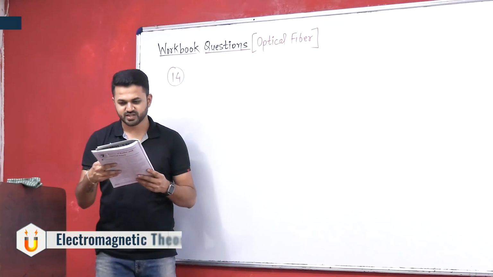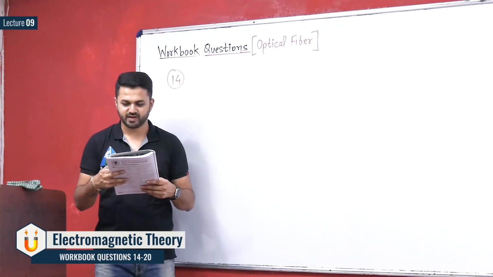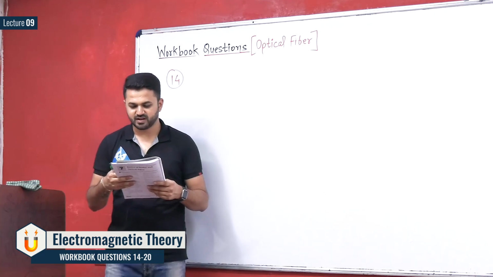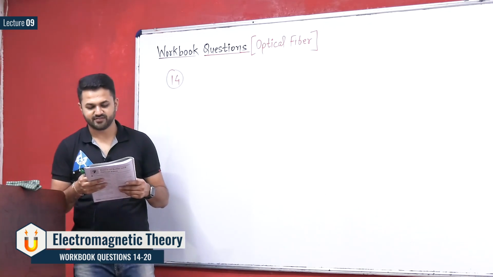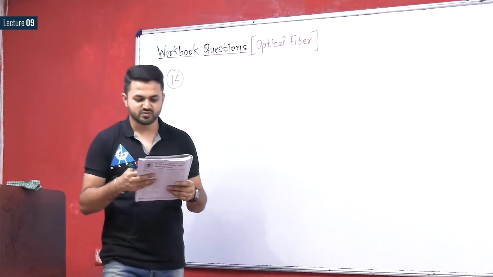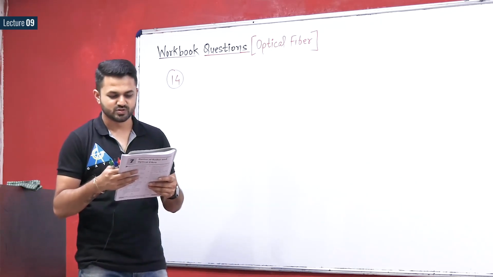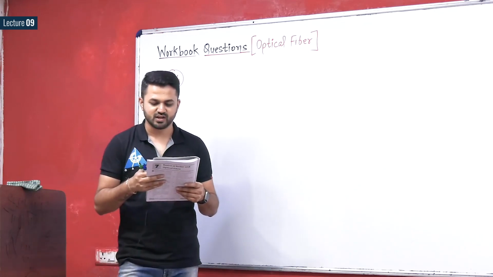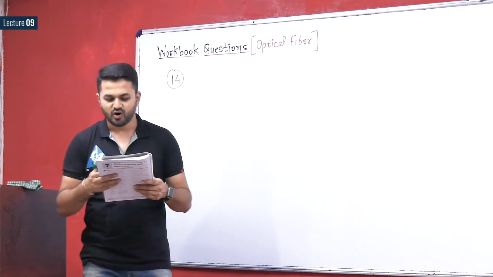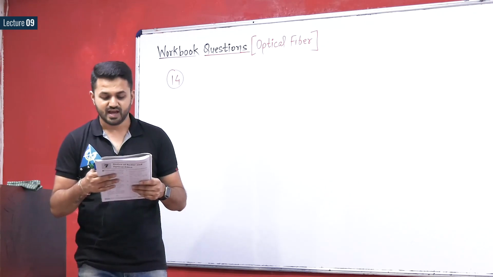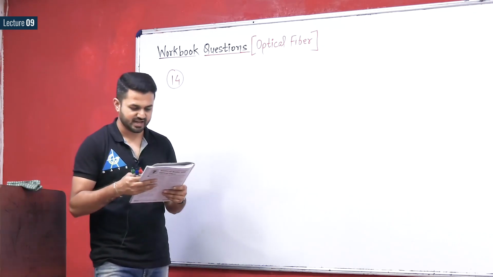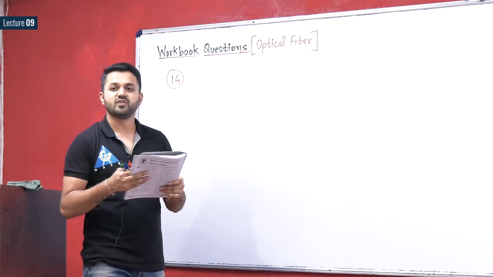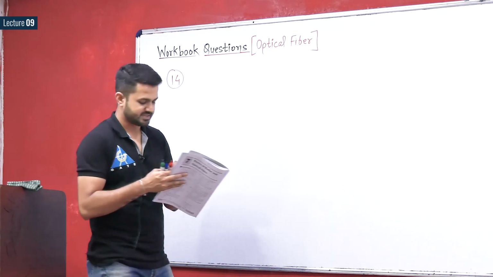So next is workbook question, that is from the chapter Optical Fiber, question number 14. The permittivity of water at optical frequency is 1.75 epsilon naught. It is found that an isotropic light source at a distance d under water forms an illuminated circular area of radius 5 meter as shown in the figure. The critical angle theta c, which is given, and the value of d in meter is.